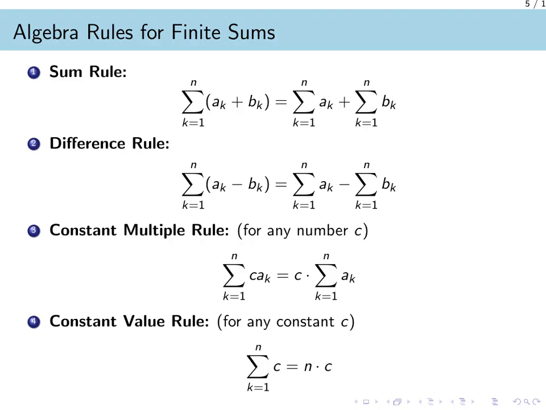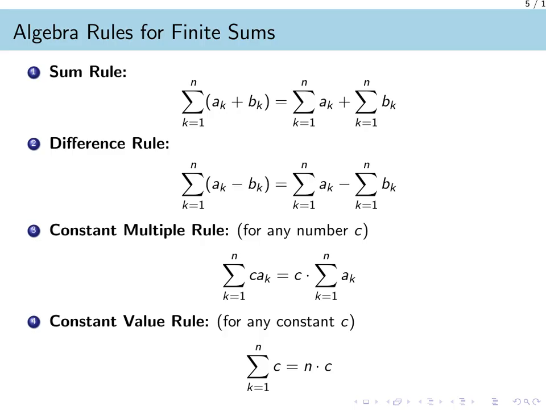Just as we have rules for algebra, we also have rules for manipulating finite sums, which are essential for simplifying complex expressions. This slide presents 4 fundamental properties that allow us to break sums apart or pull out constants. First, the sum and difference rules state that the sum of terms that are themselves added or subtracted can be split into 2 separate sums. For example, the sum of the quantity a sub k plus b sub k is equal to the sum of a sub k plus the sum of b sub k.